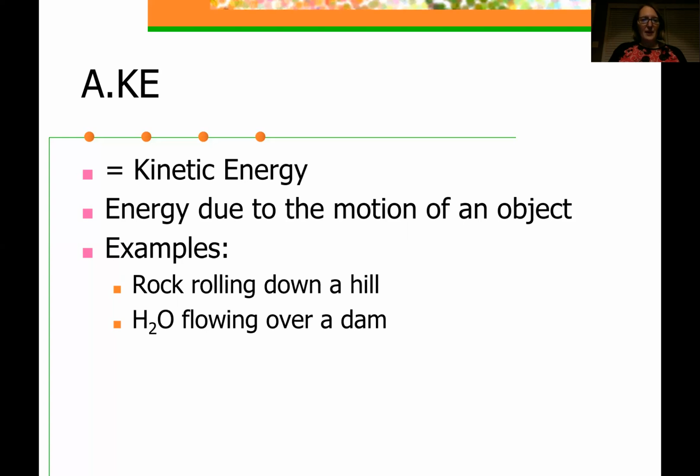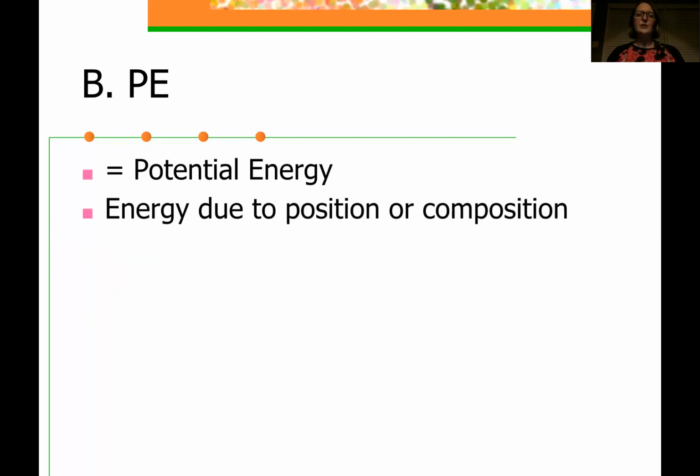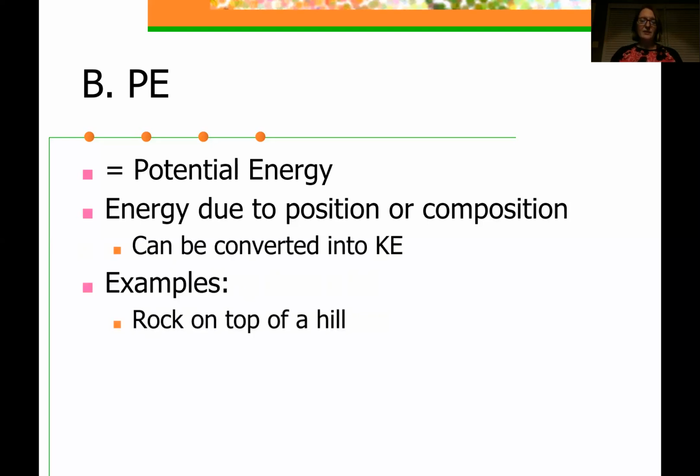So the second type of energy is PE, which you should remember is potential energy. Potential energy is stored energy or energy due to position or composition. So this is energy that an object has, but it's not moving, but it has the potential to do work. This would be like the wind-up of a golf swing or about to hit a bat. It has the potential to move, but it's not yet. It's storing that energy. Going back to our rock and water examples, that would be like a rock on top of a hill versus the water behind a dam. Both of these, they're not moving, but they have the potential to do that.